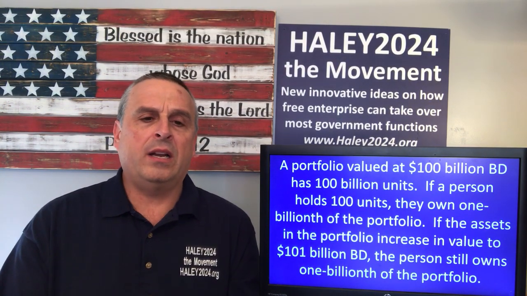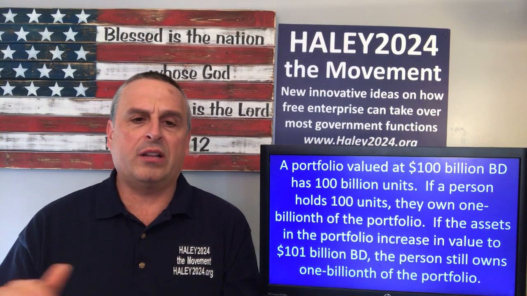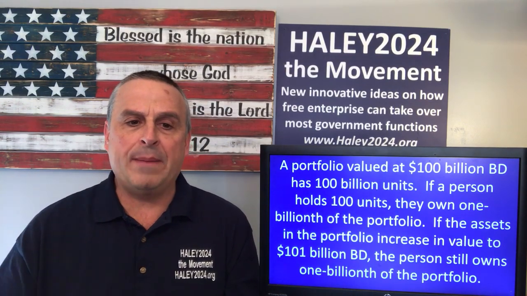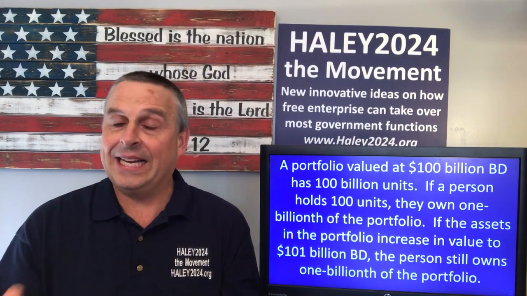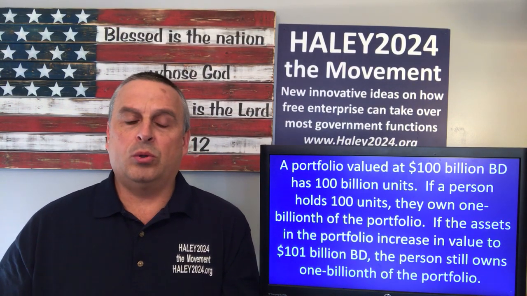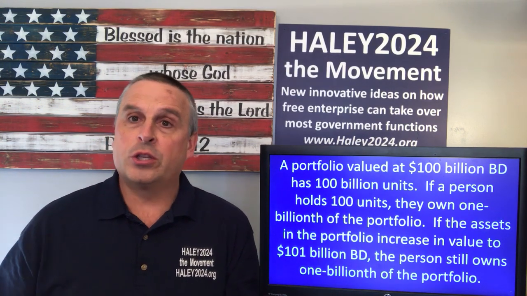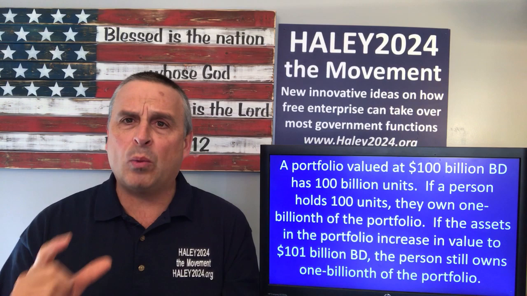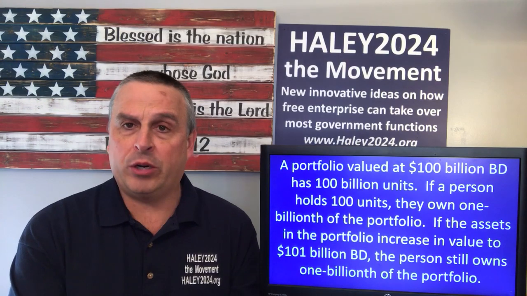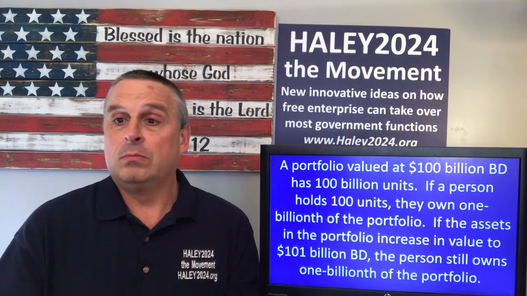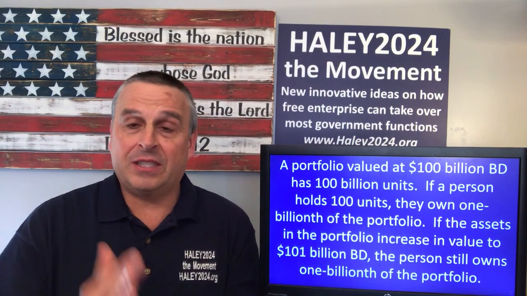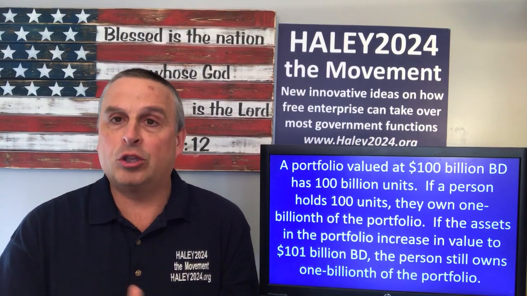Then, if a person holds 100 units, they own 1 billionth of the portfolio. If the assets in the portfolio increase in value to $101 billion, or 101 BD, that's the unit of currency, the person still owns 1 billionth of the portfolio. So your ownership did not change. It's exactly 1 billionth. But now you get 101 units where you did have 100 units. Or if it drops in value, then you drop $1. Again, if you want super steady, there will be accounts that keep it super steady.